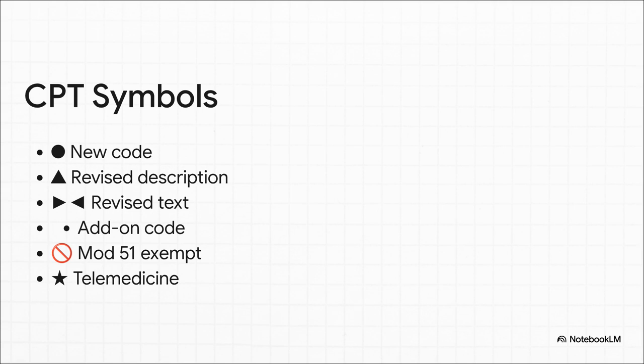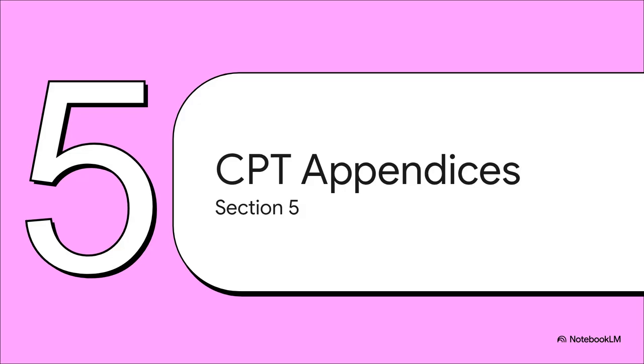Okay, now for the structural rules. The plus sign indicates an add-on code. Remember, this is never reported alone, and it is inherently exempt from modifier 51. Because of that, you'll often see it near that forbidden symbol, the circle with a slash, which explicitly marks a code as modifier 51 exempt. And finally, the star symbol. That one just flags a telemedicine-eligible code. Pretty straightforward, right?